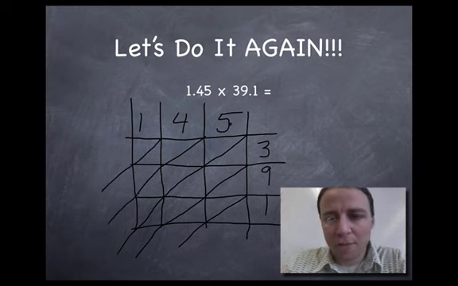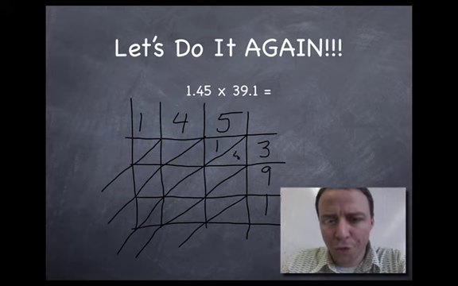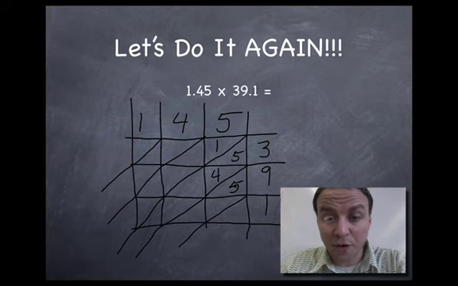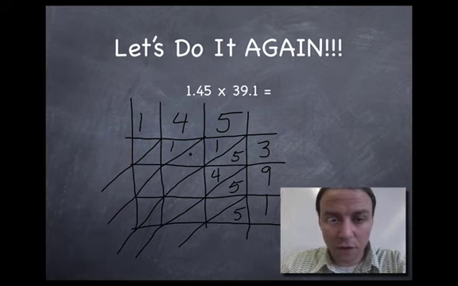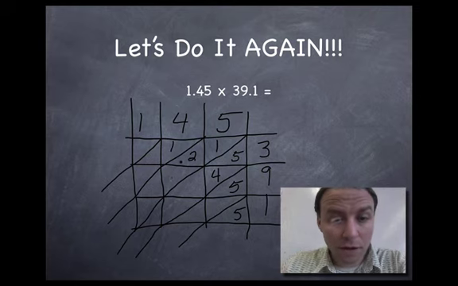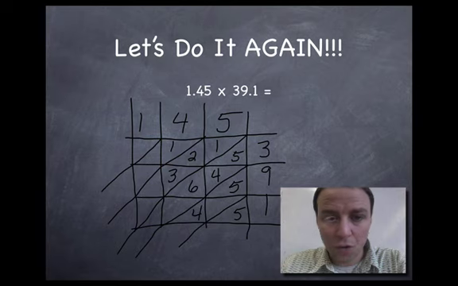Okay, do our computations. 5 times 3, 15. 5 times 9, 45. See if you can answer these before I do. 5 times 1, 5. That one was easy. 4 times 3, 12. Did you beat me? Did you really beat me? 4 times 9, 36. 4 times 1 is 4. 1 times 3 is 3. 1 times 9 is 9. And 1 times 1 is 1.